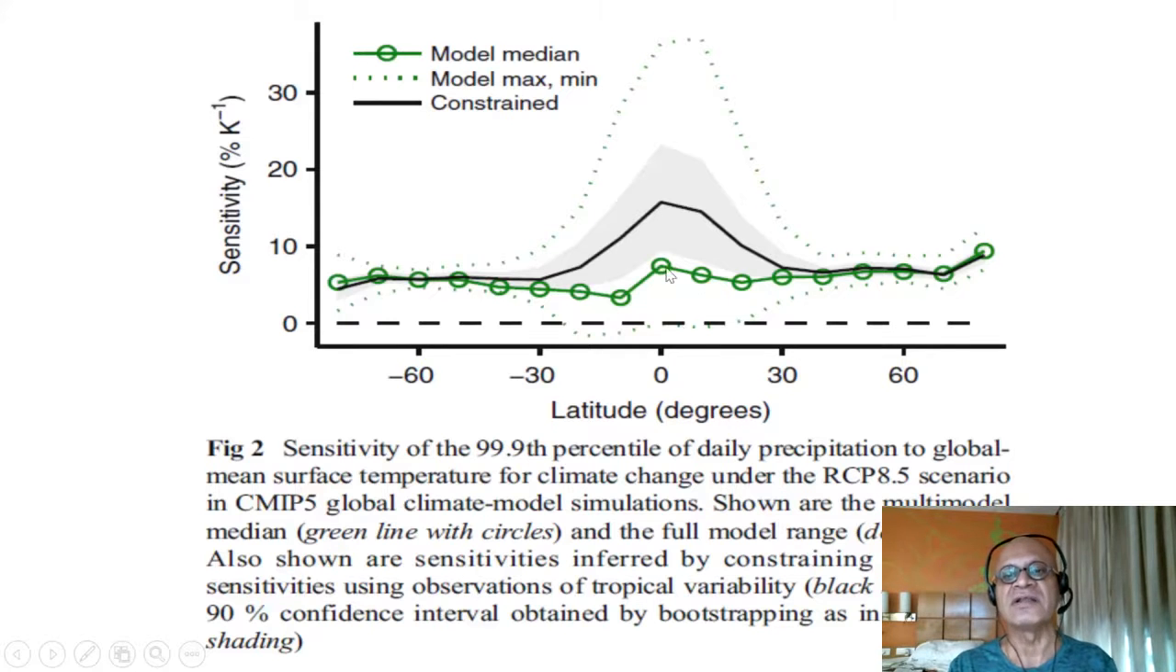So again, you can see that in the tropics the uncertainties or the range of the models is very high because the models are coarse resolution, and these extreme processes in the tropics are essentially very small scale, and so we are looking at unresolved processes adding to the range of uncertainties, which basically result from convective parameterizations, deep cumulus convection. Okay. Also shown are the sensitivities inferred by constraining the model sensitivities using observations of tropical variability.